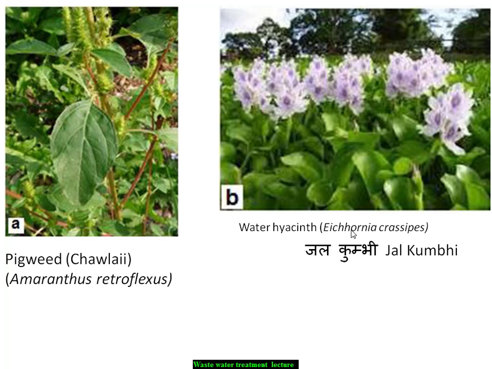So it is requested of all the students that if you find these plant species, you can cultivate them nearby the area where you see that the water is polluted, like near drains, open drains also. By these practices we can reduce the impurities entering into the nearest water bodies.